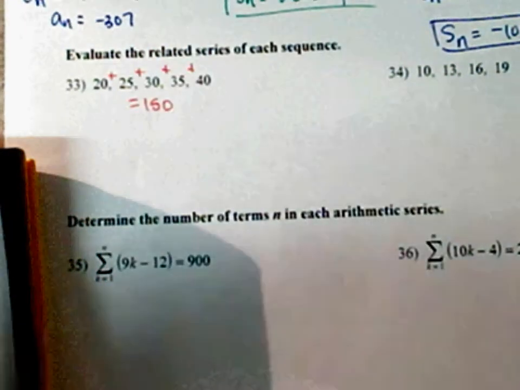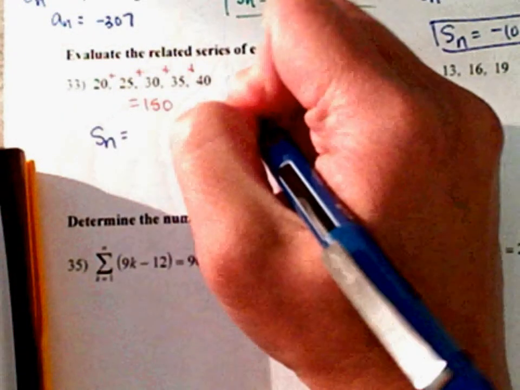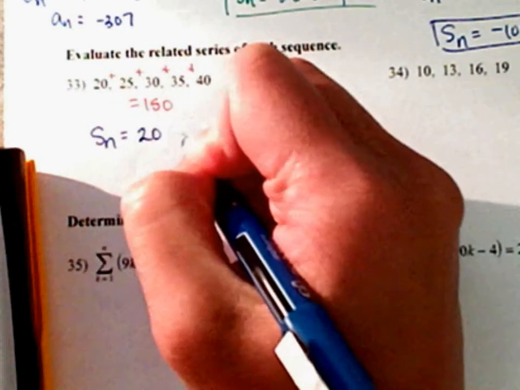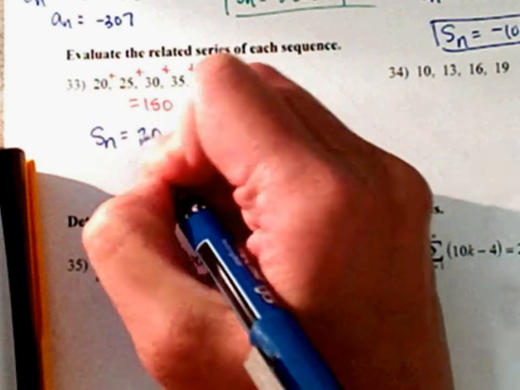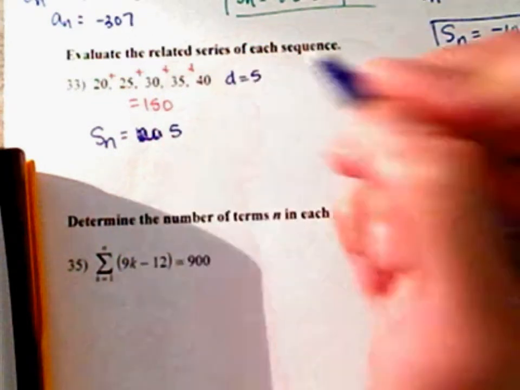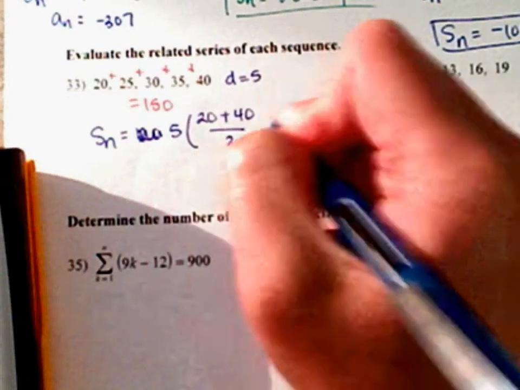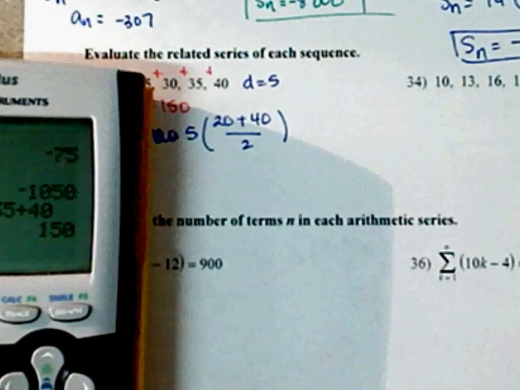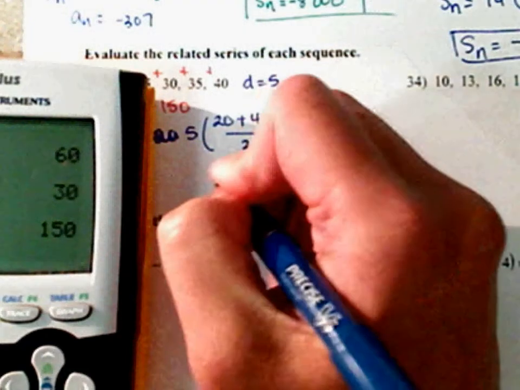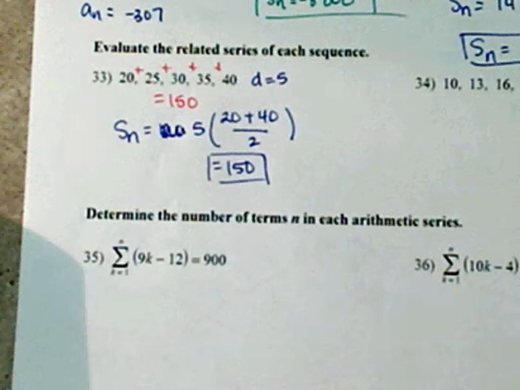Or you can actually use your formula. And here's your formula for a series. Notice that your d is 5. Okay. So first term, 20, okay? How many terms you have? 1, 2, 3, 4, 5. All right? And your first term is 20, your last term is 40, all of that divided by 2. So 20 plus 40 divided by 2 times 5. You see how you still get 150. Both answers are correct.